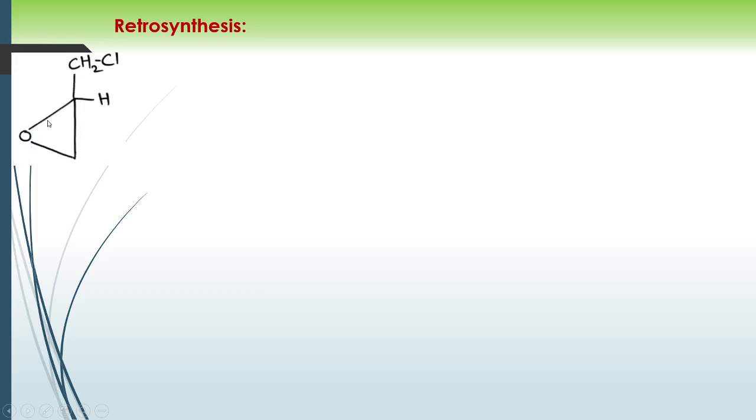So let's see the retrosynthesis for epichlorohydrin. In the first step, here we have epichlorohydrin. This arrow is a disconnection arrow, and here we write the FGI, that is functional group interconversion, meaning this functional group we can convert into another one. So here we convert this into this molecule. This is the chiral carbon, and this R and this R are different alkyl groups.